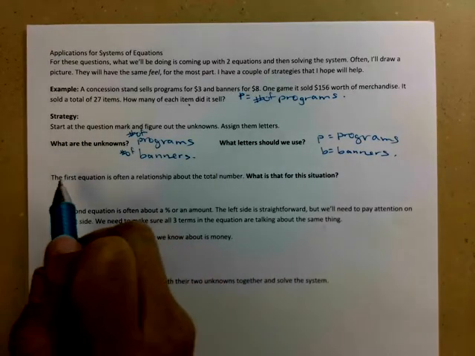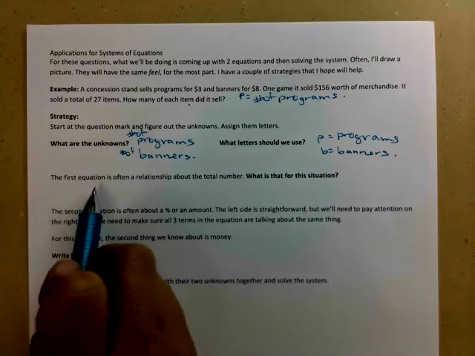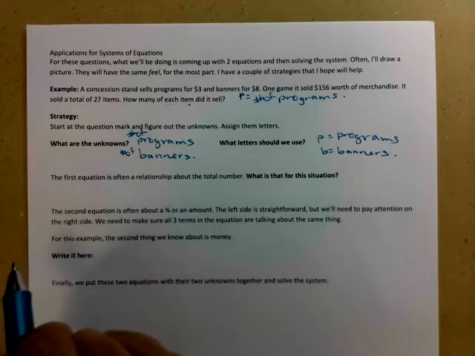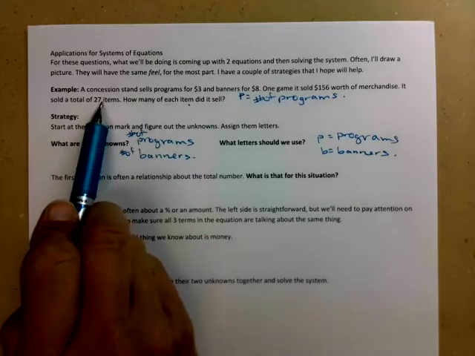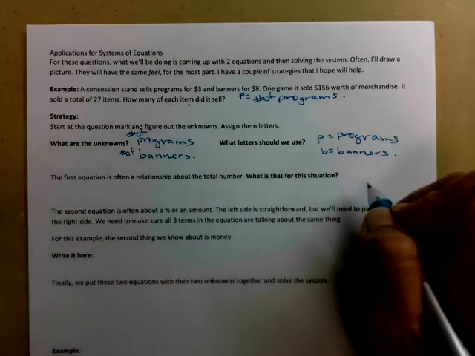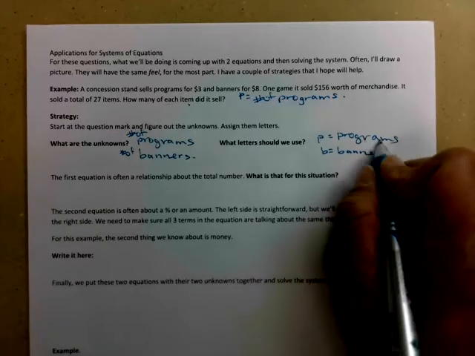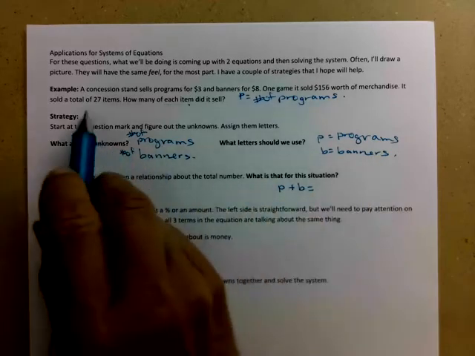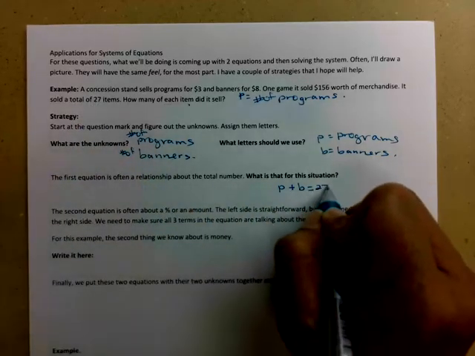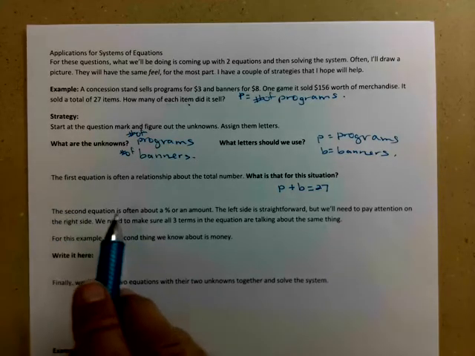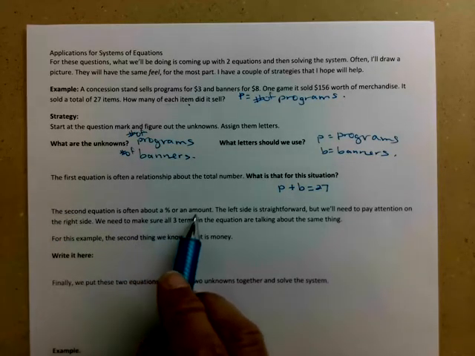And now we have to come up with our 2 equations. The first equation is often a relationship about the total number. So what's the total number here? 27, the total number of items. So that equation would be the number of programs plus the number of banners is the total number of items sold.